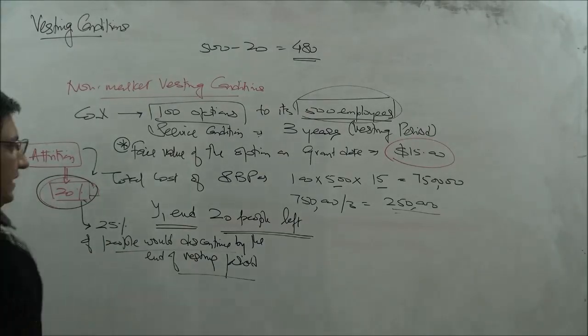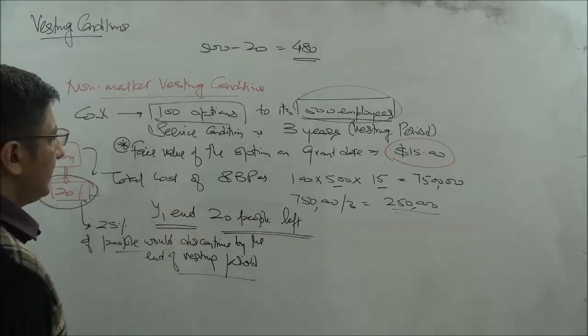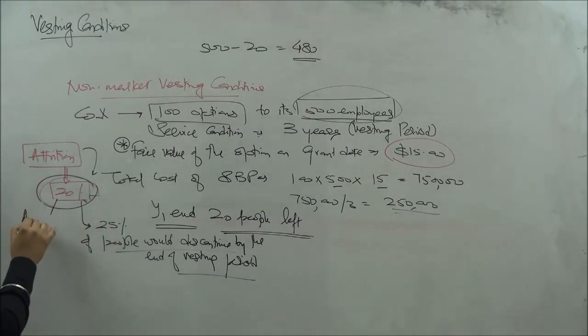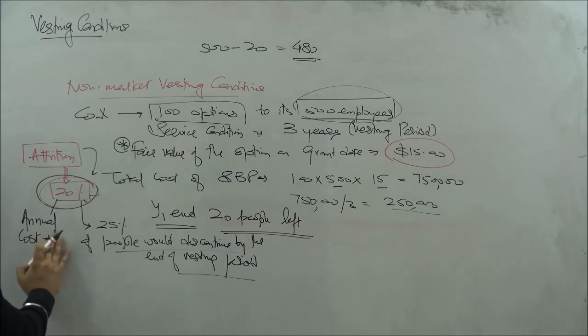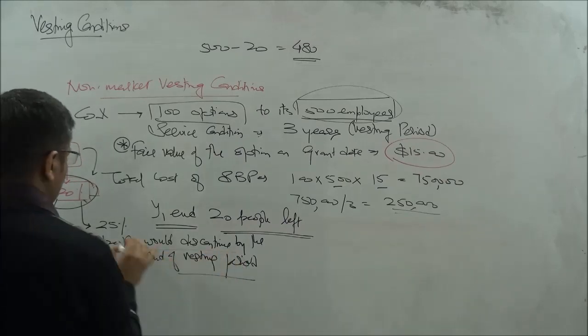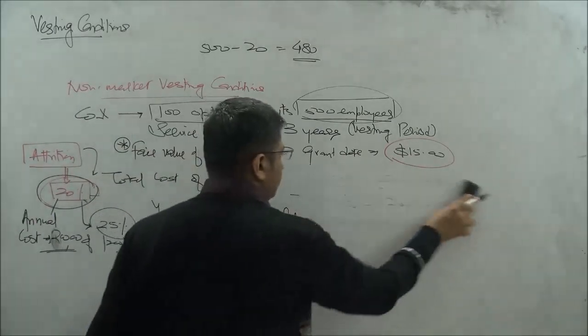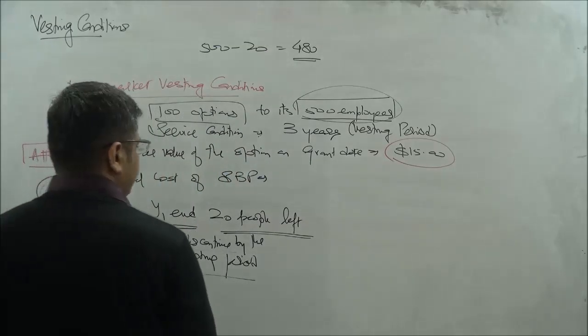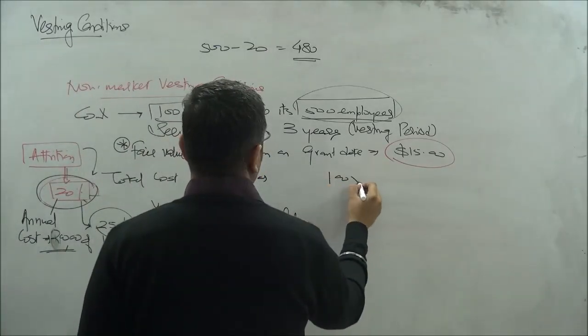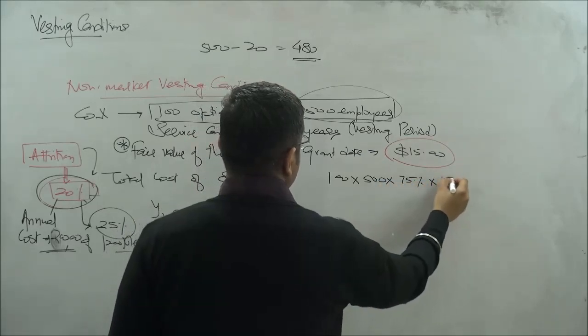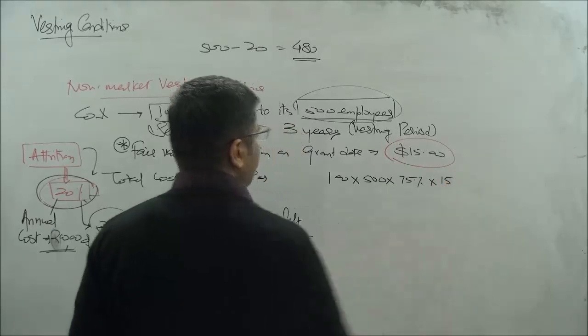I haven't yet done the accounting. So assuming initially we said that if 20% people leave, my annual cost should be $200,000. We already calculated that. But now considering that 25% would be the attrition, essentially my cost of ESOPs will be 100 into 500 into 75% into 15.